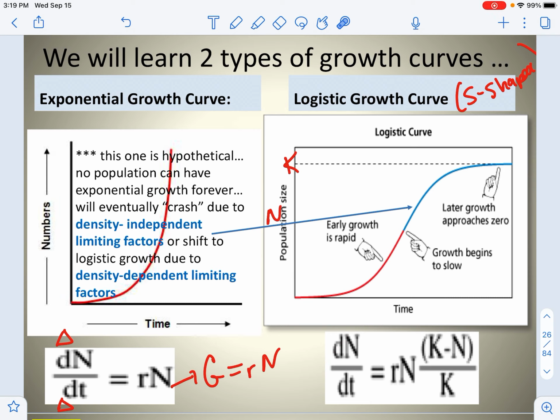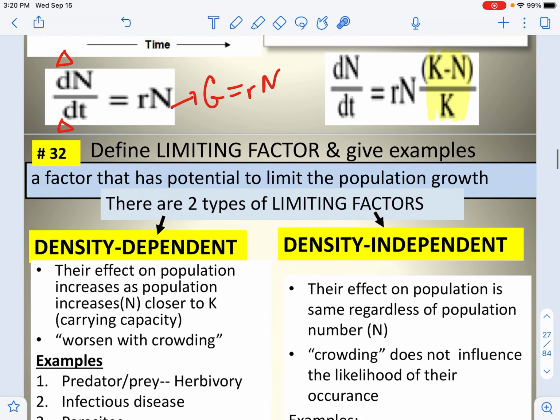This is the equation. It's the same exact equation as the exponential growth curve. The only difference is that it's basically exponential growth, but we're going to include the carrying capacity. This part is why it slows down as it gets closer to K. We'll go through how to use the equations and calculate things later. I just want you to know the two basic kinds.